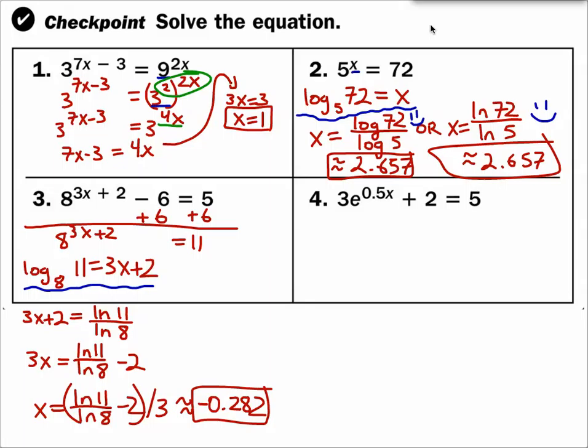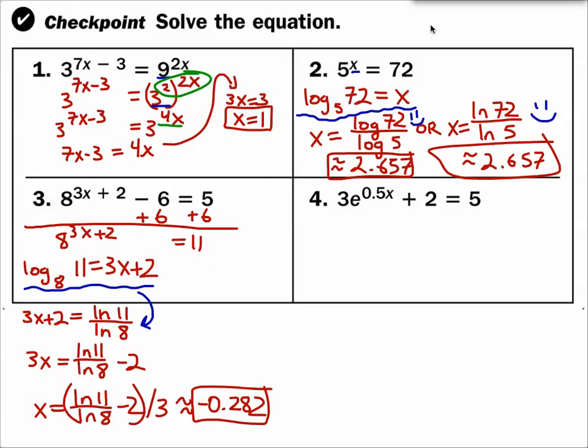That's great, but log base 8 of 11 is not something that your calculator is likely able to work with for you. So I traded it into ln of 11 divided by ln of 8. You could have used the common log instead. It doesn't really matter. Then subtract 2, then divide by 3.